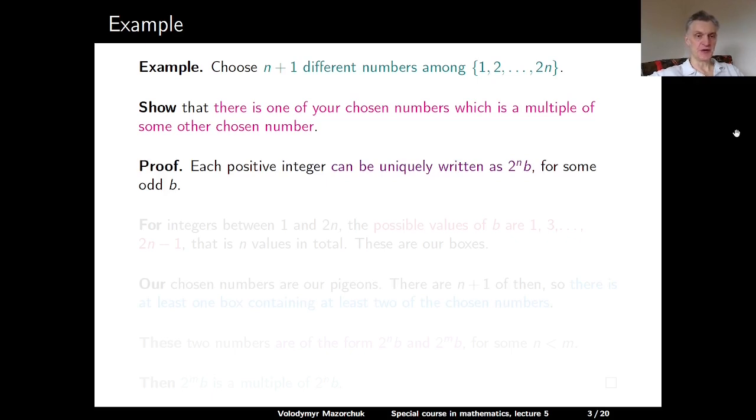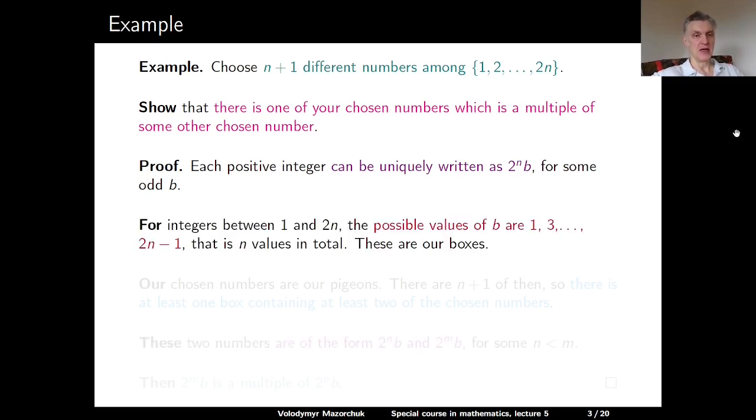Proof. We start by remarking that each positive integer can be uniquely written in the form 2 to the power n times b for some odd b and some non-negative integer n. And for integers between 1 and 2n, the possibilities of values for b are 1, 3, 5 and so on, all the way up to 2n minus 1. And these are exactly n possible values, and these will be our pigeonholes, our boxes.